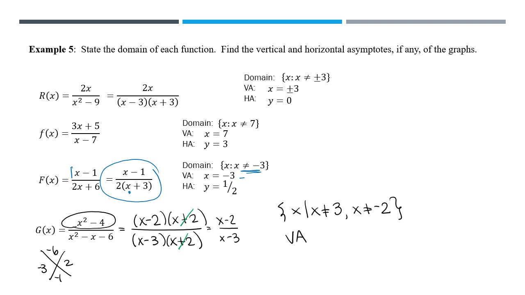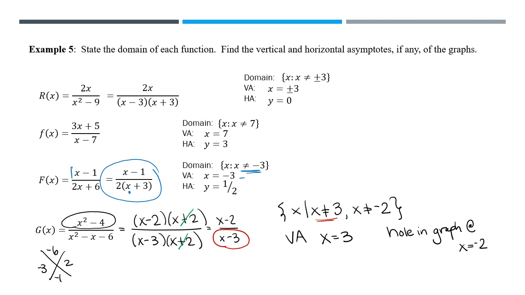So notice I still have x minus 3 in the denominator. This tells me that 3 is, think of it as still causing a problem. So the vertical asymptote is when x is equal to 3. Okay, because x minus 3 is still here in the denominator. So that's going to be our vertical asymptote. When x is equal to negative 2, we get a hole in the graph. So there's a hole in the graph at x is equal to negative 2.